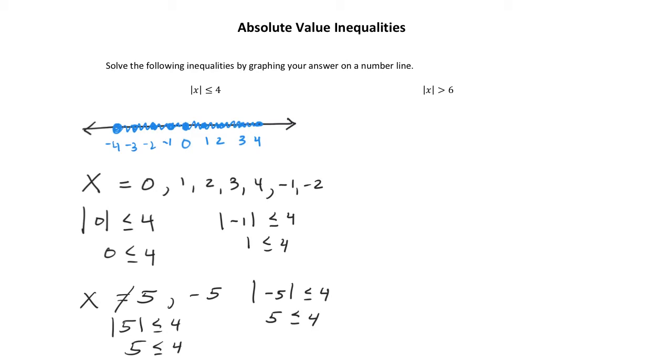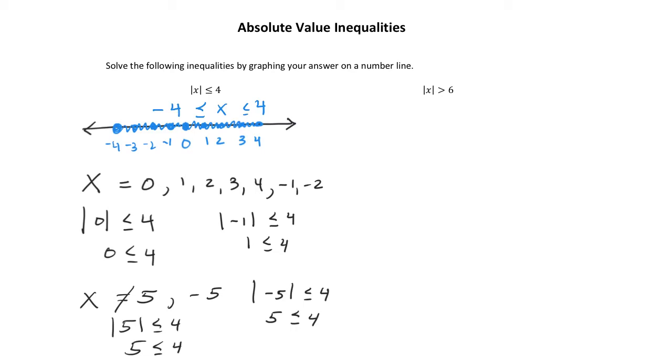So another way to state this inequality is, not only are you going to be less than or equal to 4, but you have to be greater than or equal to -4. So these two things are equivalent. If you have one, you have the other.